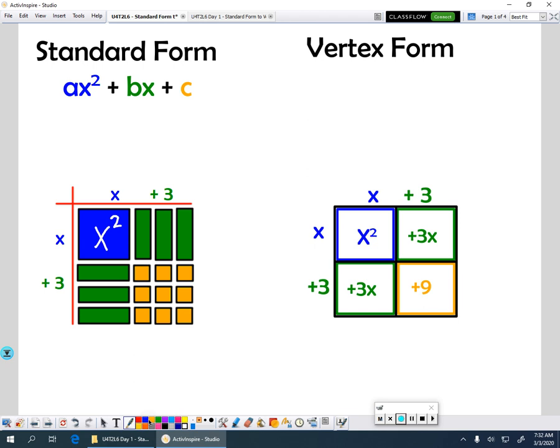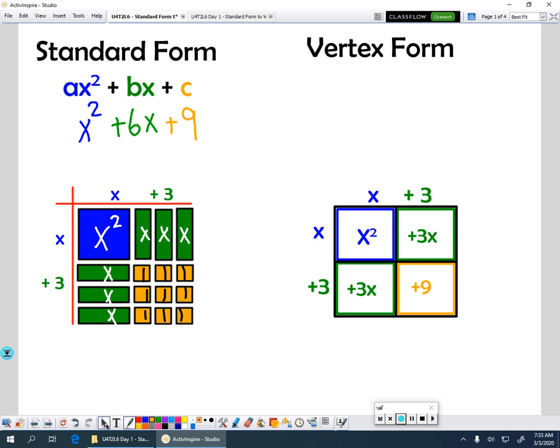So the blue square that we have here would be x times x. That's going to give me an answer of x squared. Each of these green rectangles represents an x. So I have 3 x's here and 3 x's here, which would give me a total of 6 x's. And then each one of these yellow squares represents a unit. So I have 3 units by 3 units, which would give me a total of 9 units. And that's my standard form.